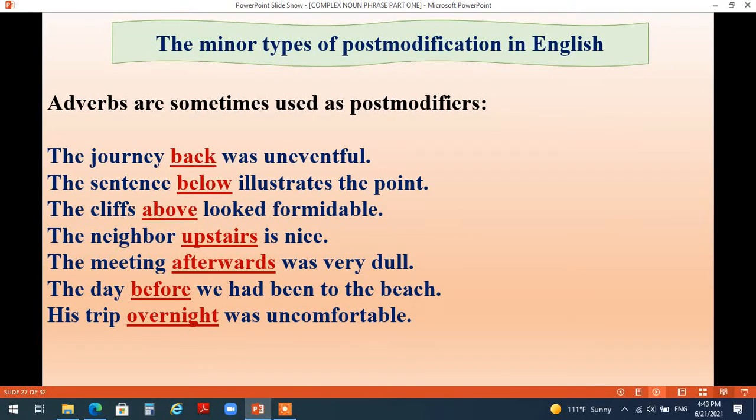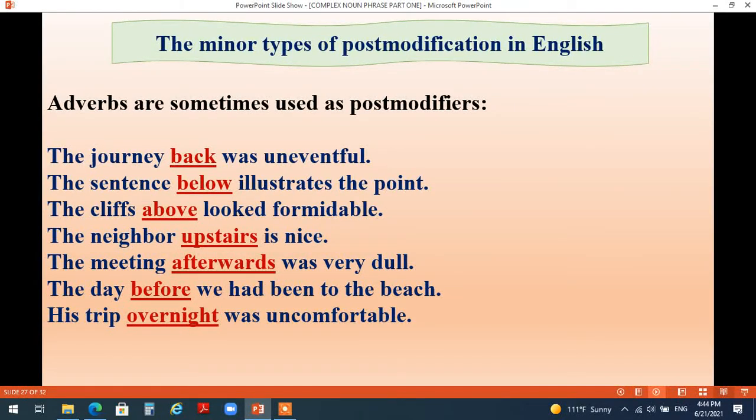Now, after discussing the major types of post modification, we go back to the minor types of post modification in English. We have already said that the minor types include two different things. Either we have certain adverbs or we have certain adjectives. And that's why they have been put within the minor types, because we said certain adverbs. This means that not all adverbs and not all adjectives can be used as post modifiers. Only special kinds of adverbs or adjectives can be used as post modifiers, and for this reason they have been called minor types. So adverbs are sometimes used as post modifiers, not always, but sometimes.